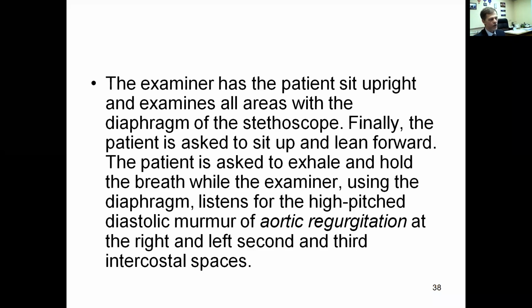Then sit upright, examine all areas with the diaphragm of the stethoscope. Then the patient is asked to sit and lean forward and hold breath on exhale. In some cases, for example, aortic regurgitation is better heard in such a position.